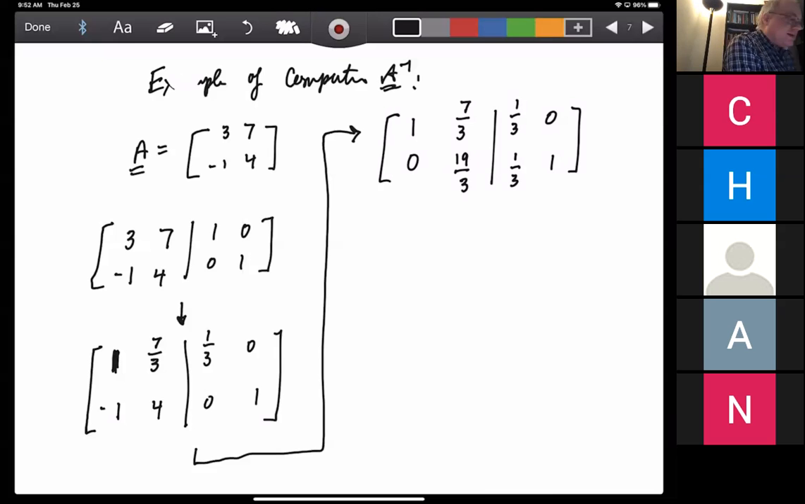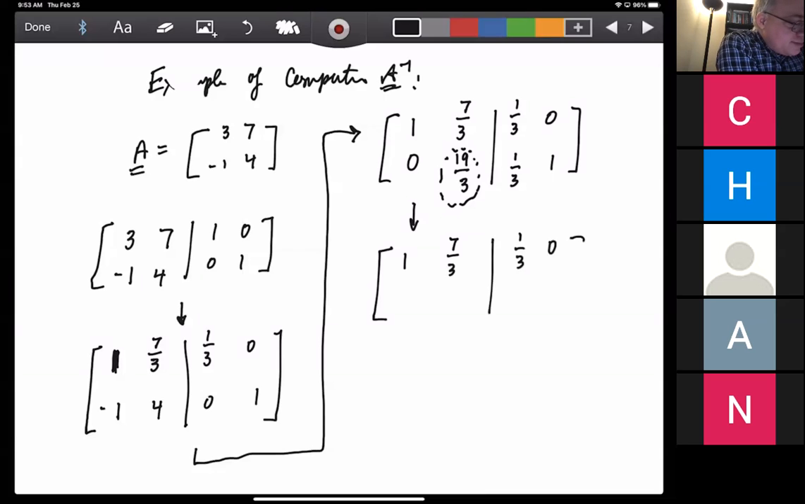All right, so next step, we've got this leading entry in the second row. We want to make that into a 1. So we can multiply through by 3 over 19. So 3 over 19 times 1/3, we're going to wind up with 1/19, I think. And 3 over 19. Does that make sense, everyone?